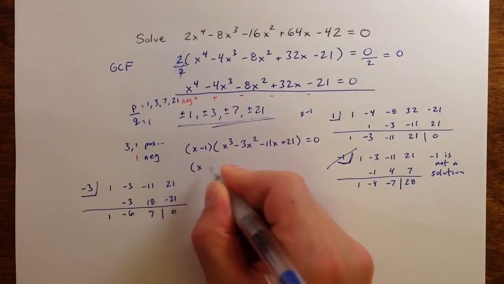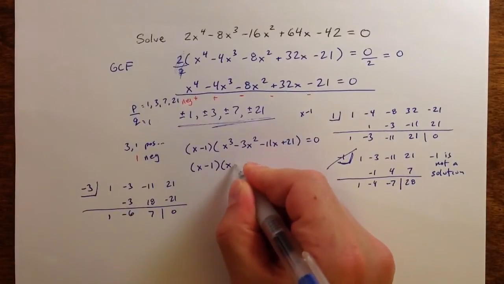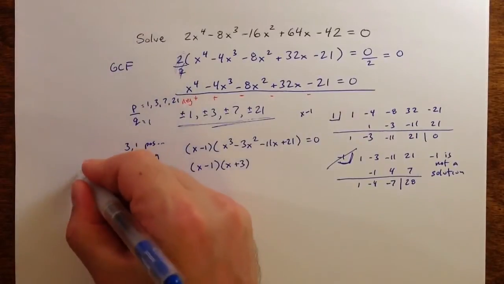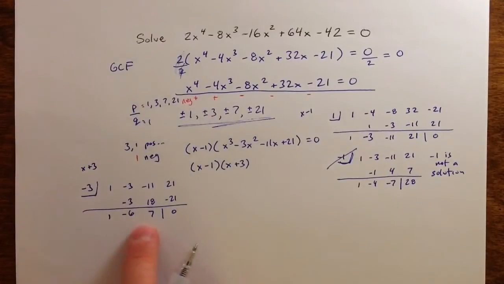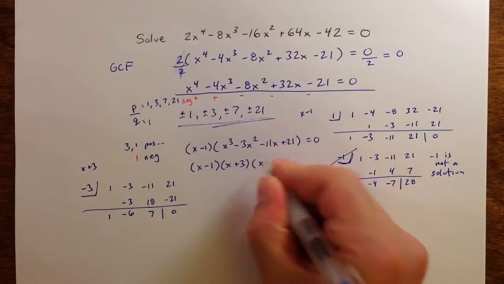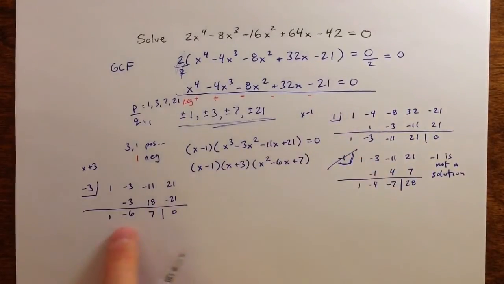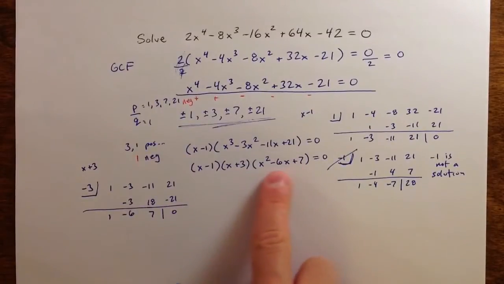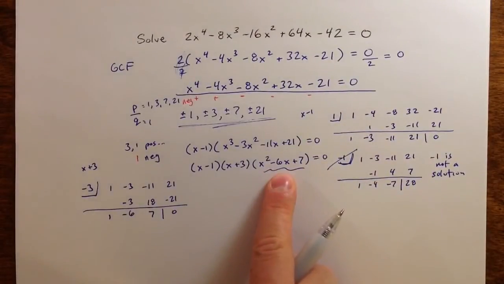And so now my equation can actually be written as x minus 1 times x plus 3, right? Because essentially putting a -3 there means I was dividing by x plus 3. So that's another factor. And then the remaining is x squared minus 6x plus 7, right, from the coefficients of the quotient. So 1 is a solution from this factor, -3 is a solution from that factor. If there are additional solutions, they would be values that make this third factor equal to 0.